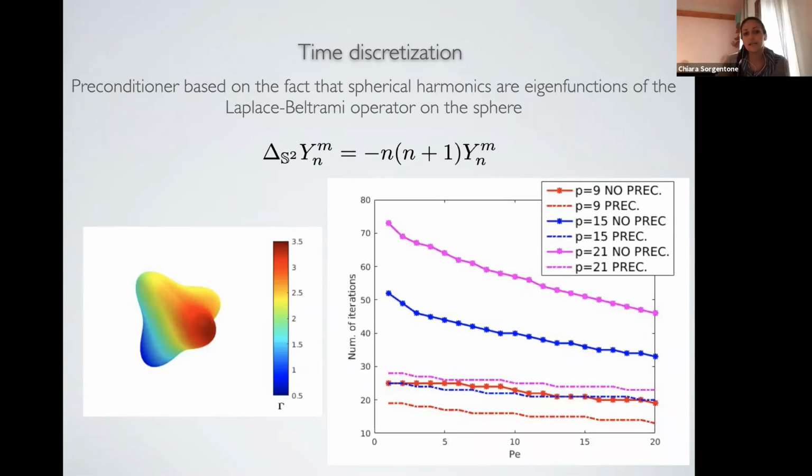So together with Anna Karin, we were able to build this preconditioner based on the fact that the spherical harmonics are eigenfunctions of the Laplace-Beltrami operator on the sphere. So we have an explicit solution for the sphere. Of course, we are not dealing with a sphere, but with spheroids, like shapes with spherical topology. So this preconditioner turned out to work very well. As you can see from here, the number of iterations dropped drastically. So that was extremely important, especially in the simulation that I will show you today.